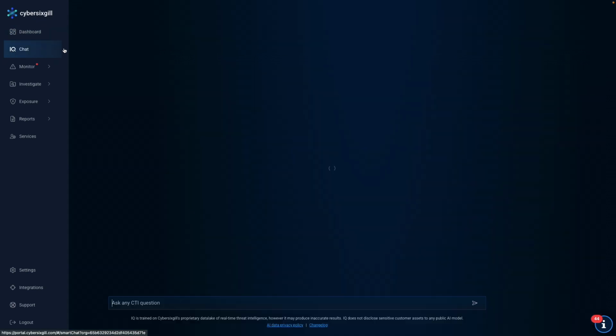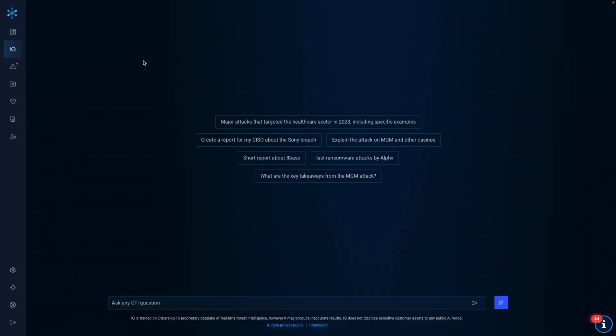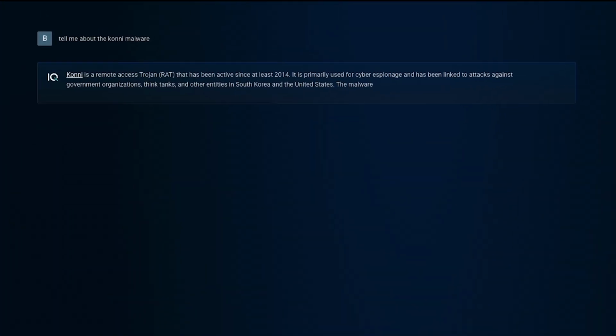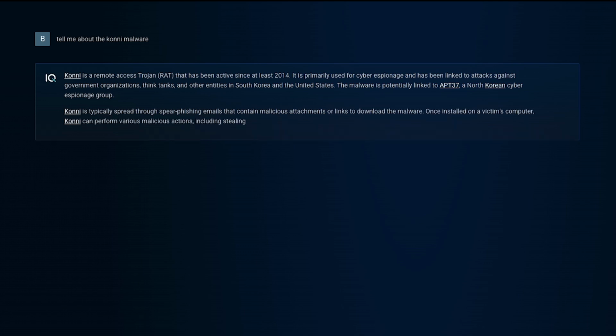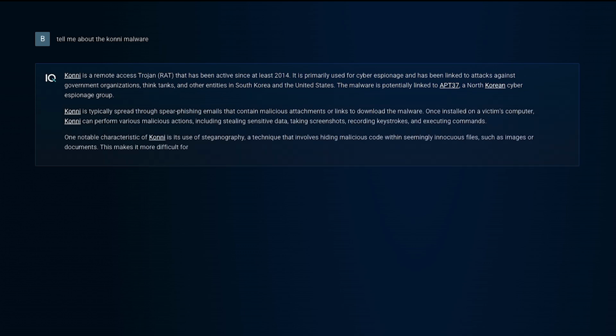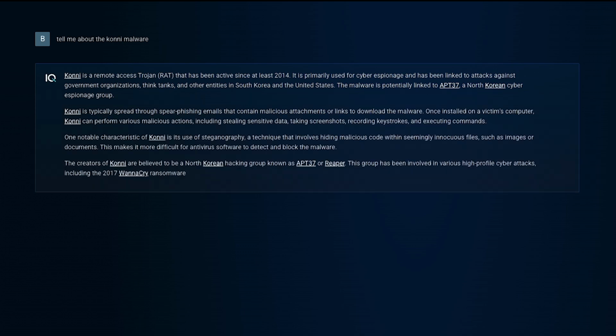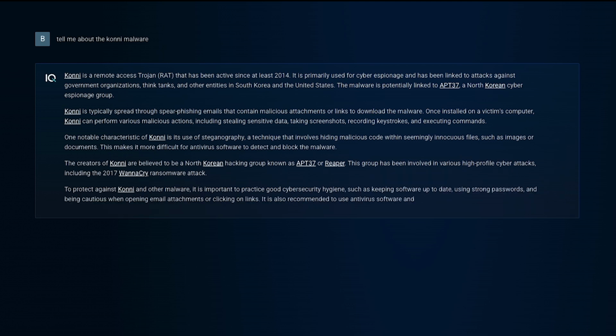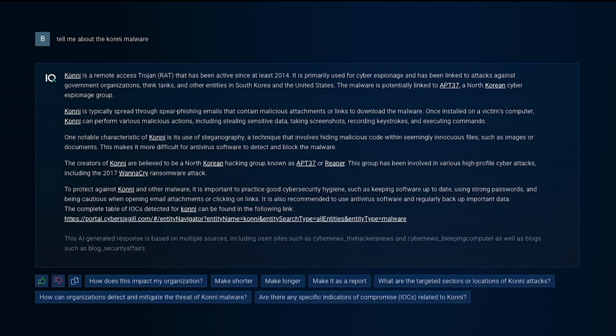Another powerful tool is the CyberSixSkill IQ Chat. Let's search for a specific malware. Immediately, the IQ Chat responds with an easy-to-understand and usable explanation of this malware using CyberSixSkill's proprietary data. Below are some suggested follow-up questions that are generated based on the previous question you asked.